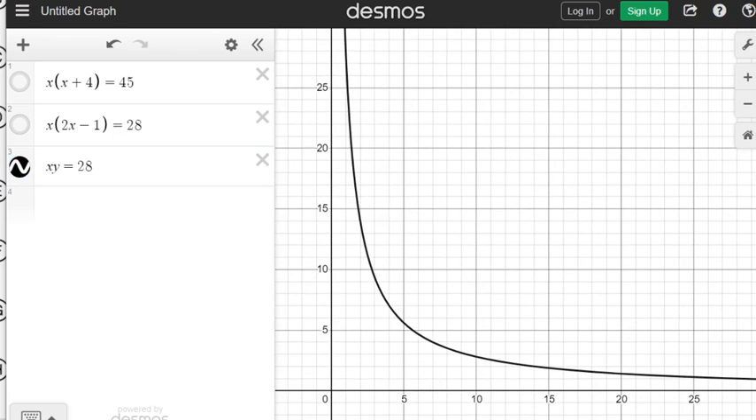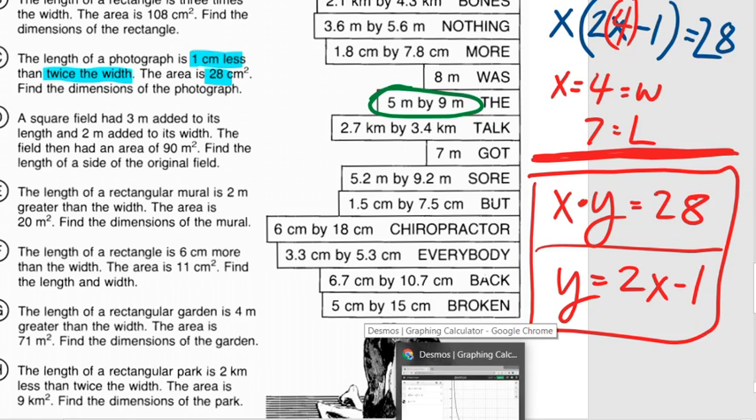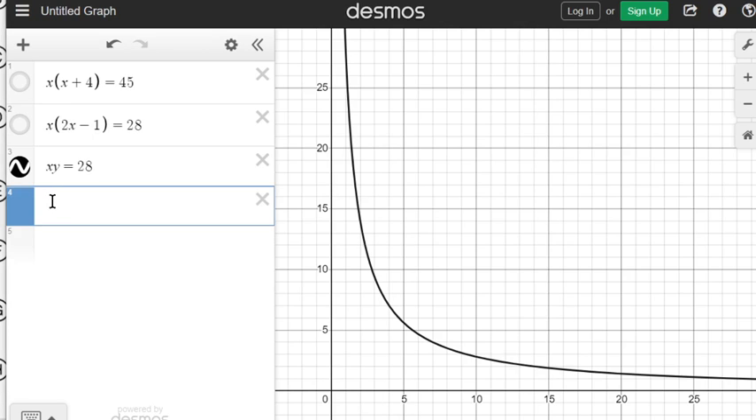The second equation said that our length was equal to 2 times our width minus 1, so I'm going to type that in. y equals 2x minus 1, and the point at which both of these cross, this is the point that makes both of these true.